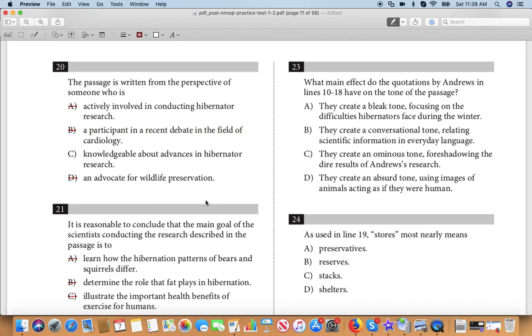Watch out for those half-right ones. The students get really thrown off by that. They confirm a half-right one. Half-right is 100% wrong on the SAT. Don't fall for it.